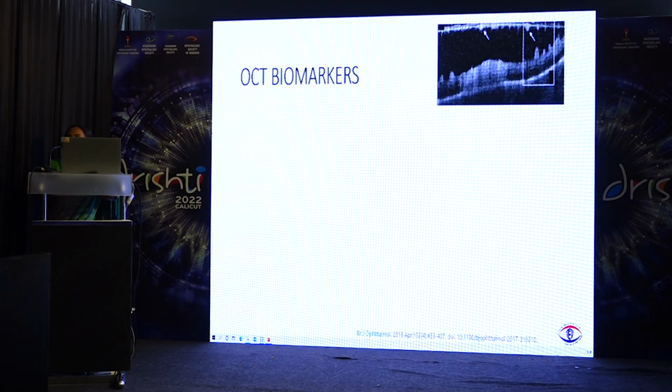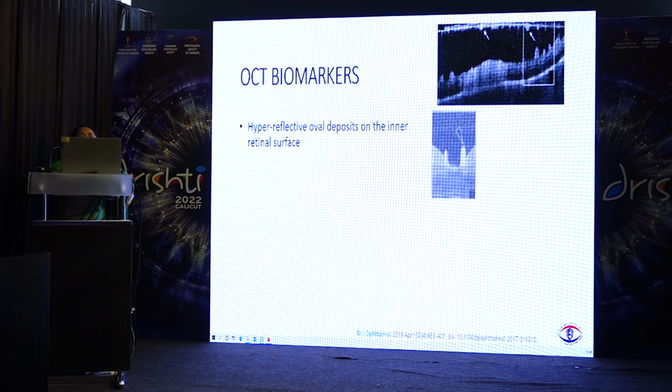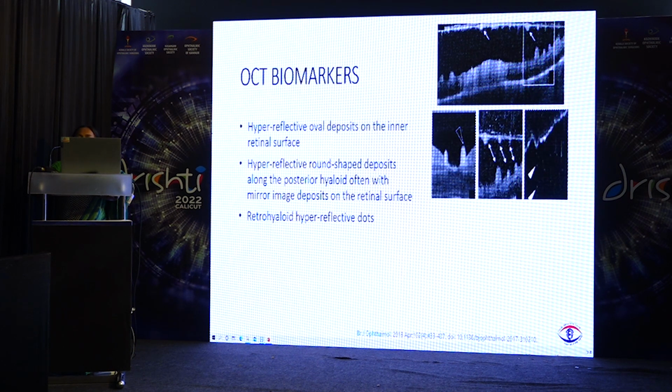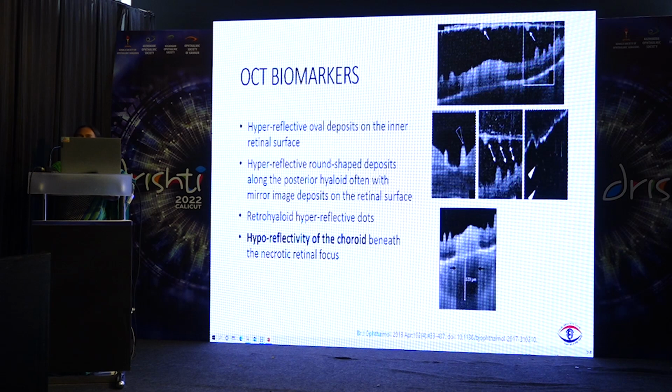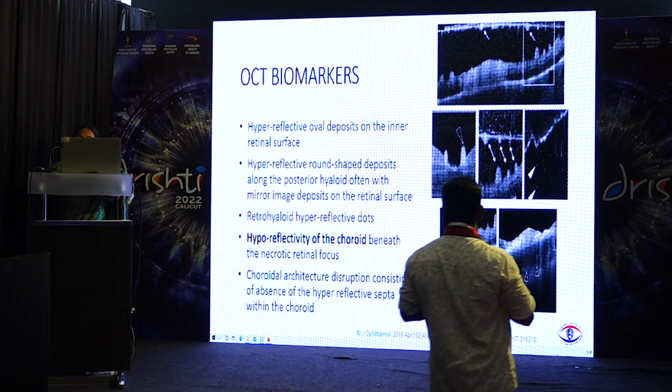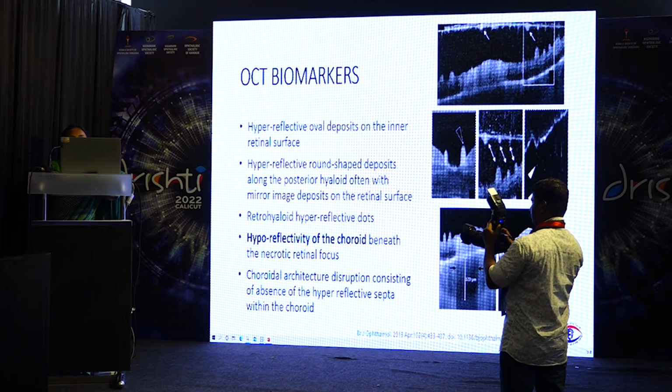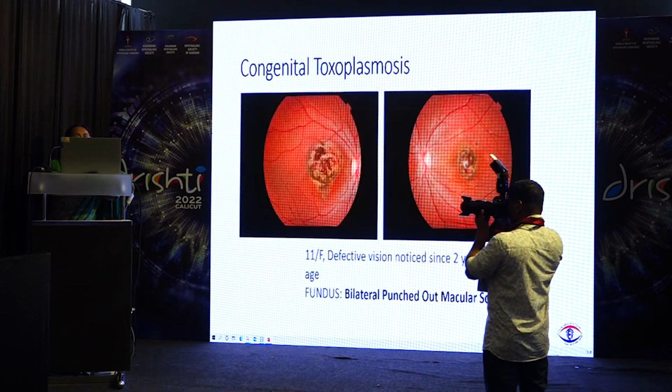Then there are certain OCT biomarkers for toxoplasma. Hyperreflective oval deposits on the inner retinal surface, hyperreflective round-shaped deposits along the posterior hyaloid, often with mirror-shaped deposits on the retinal surface. Then there will be retrohyaloid hyperreflective dots. Coming to the choroid, hyporeflectivity of the choroid beneath the necrotic retinal focus and choroidal architecture disruption. So the diagnosis for ocular toxo is mainly clinical.